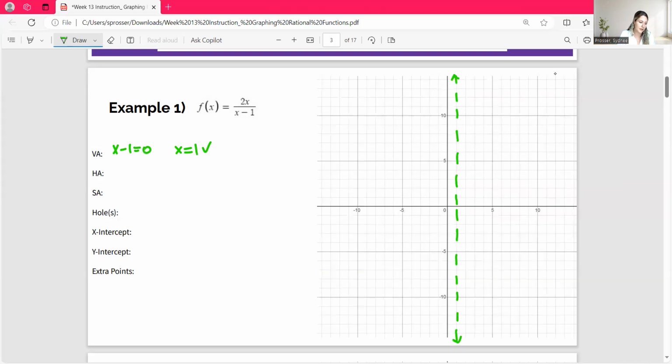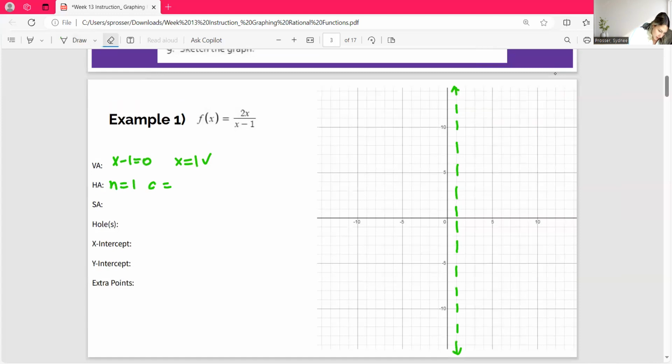Horizontal asymptote. Our numerator degree is 1. Our denominator degree, that's supposed to be an m, our denominator degree is 1, which means that we look at the leading coefficients. It's a 2 over 1, which means y equals 2 is our horizontal asymptote. So go ahead and I graph our horizontal asymptote. So you can see our framework starting to come together of our rational function here.